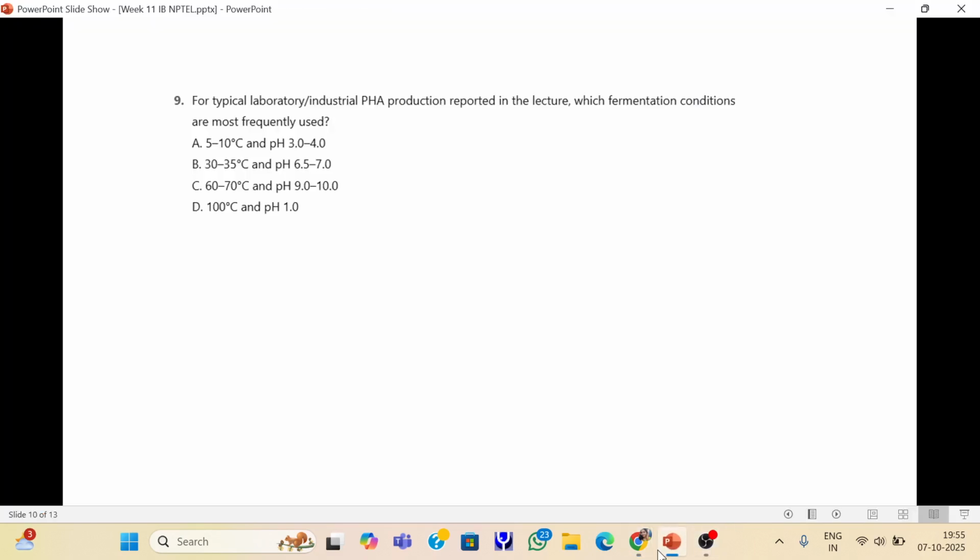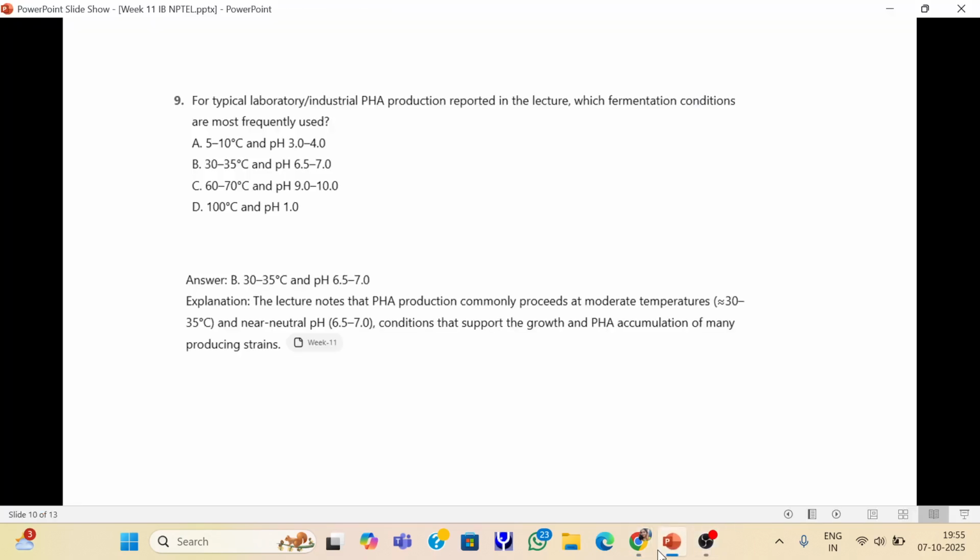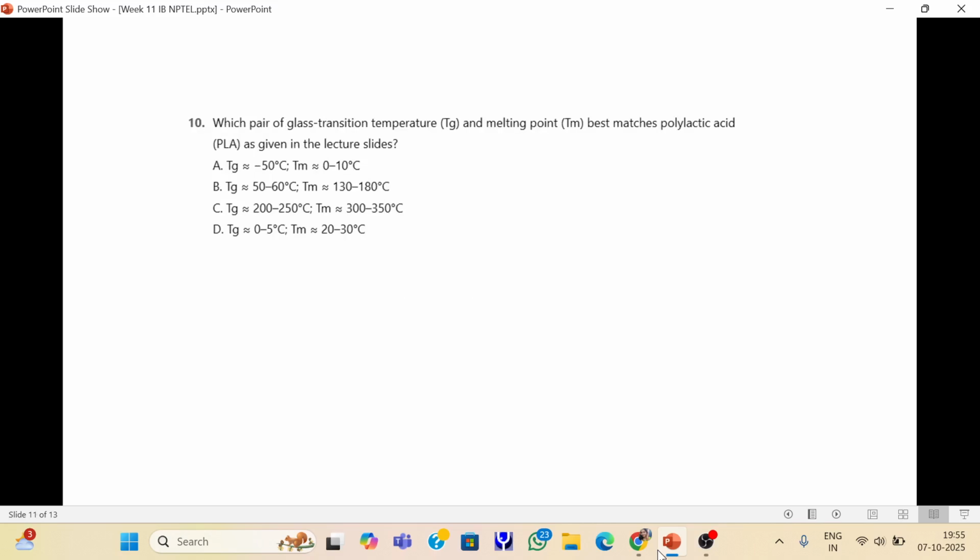Okay, let's see what is the correct answer. It is B, 30 to 35 degrees and pH 6.5 to 7. This is the optimal fermentation condition for industrial PHA production. On to the next question.